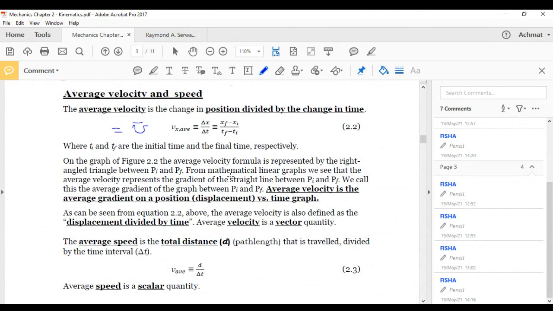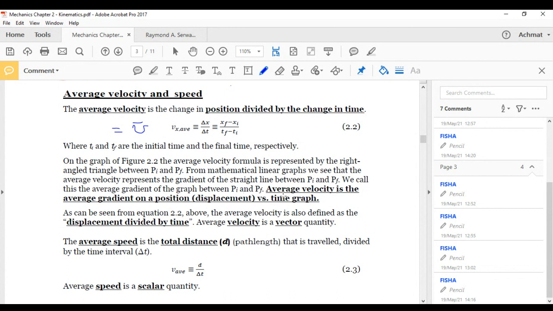Okay. So from the mathematical linear graphs, from maths, I should say, we see that the average actually represents gradient. I just spoke about that now. The gradient of a straight line between those two points. So that will also be called the average gradient between Pi and Pf. And as you can see, it is a straight line between Pi and Pf.